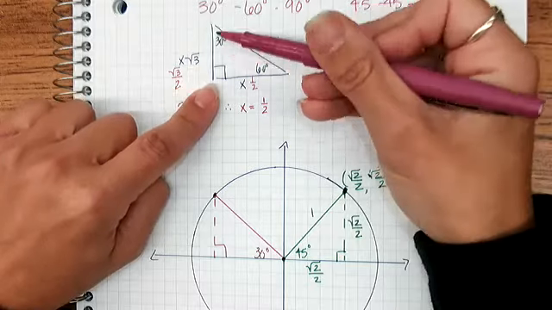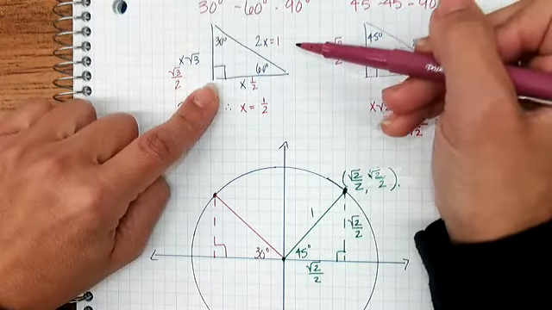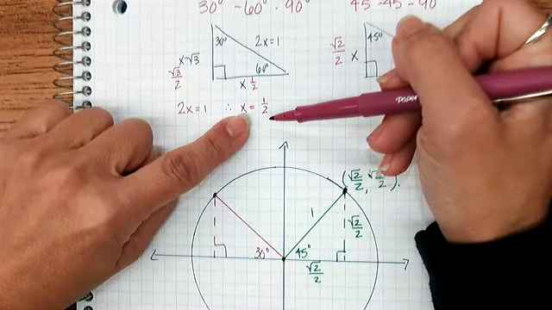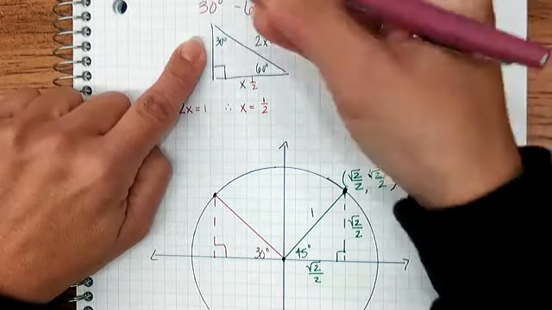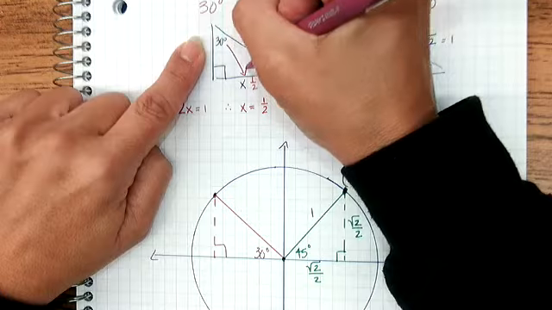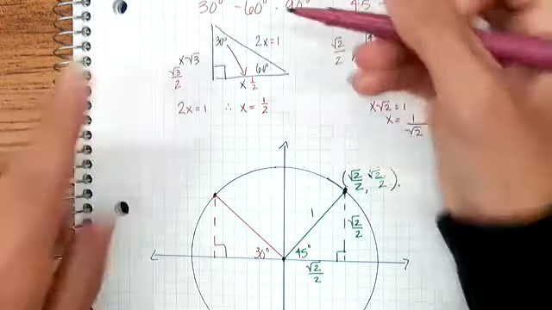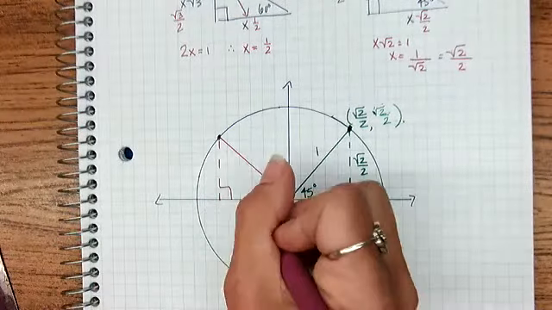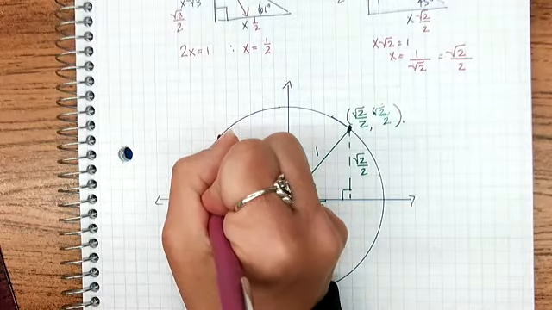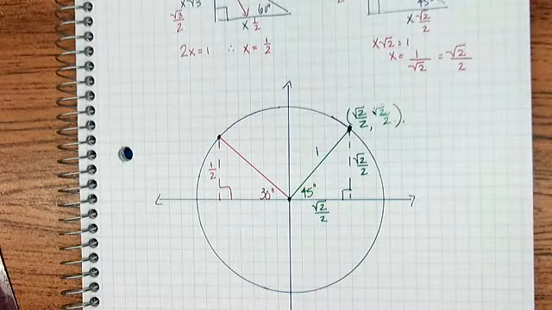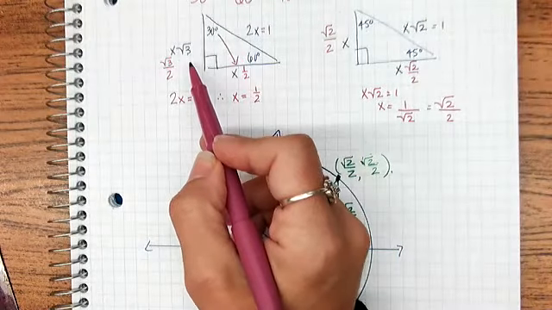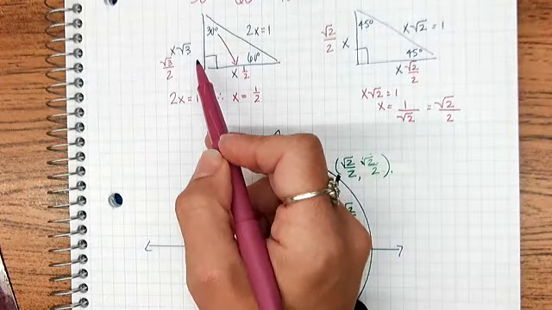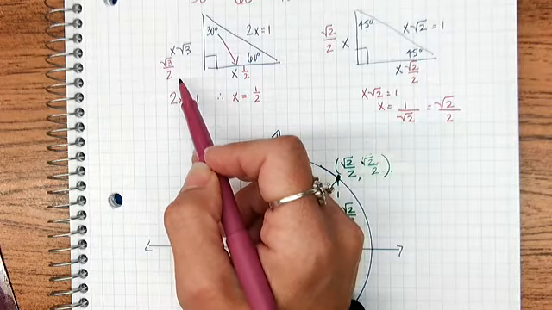And so we said, okay, if the hypotenuse is 1, then x is a half. Hypotenuse is 1, x was a half. So opposite the 30 degrees, this is the key point right here. Opposite the 30 degrees is 1/2. Adjacent to the 30 degrees is root 3 over 2.